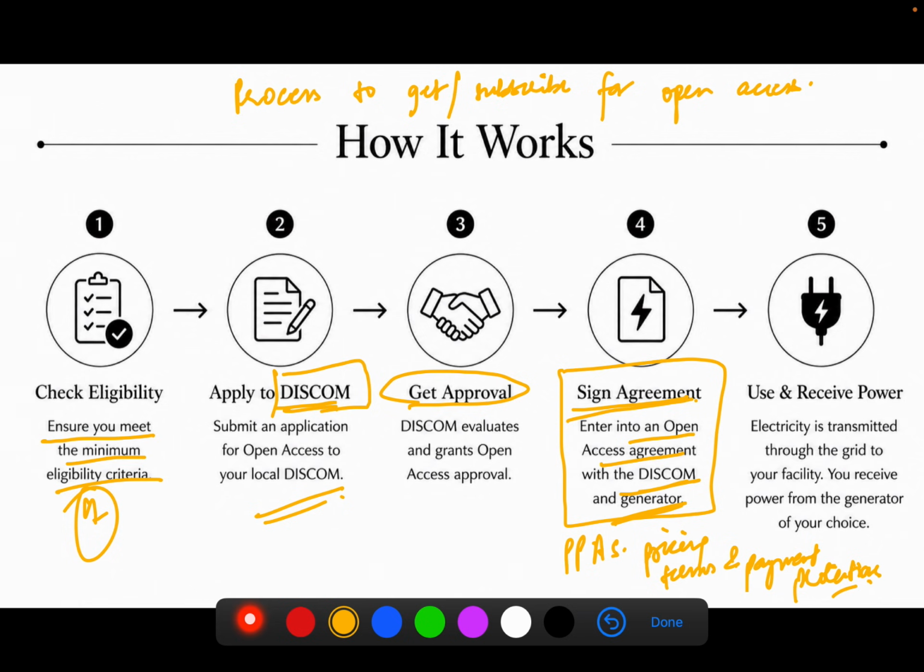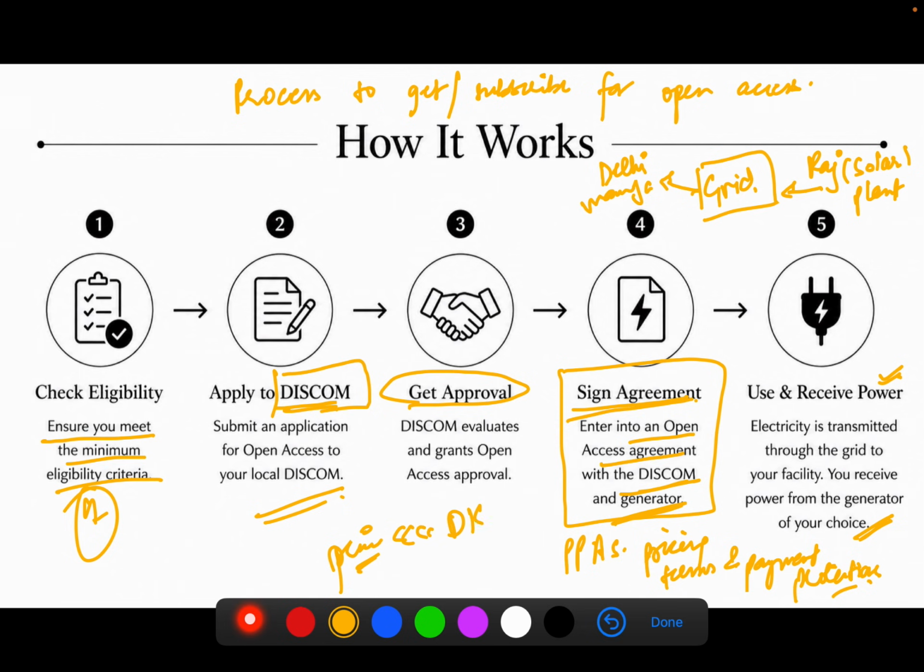Once we sign the agreement, we use and receive the power. Electricity is transmitted through the grid. So if this is Delhi, this is the Rajasthan solar plant, and you are a manufacturer in Delhi, here is the grid in between. The Rajasthan solar plant provides power to this grid, and this grid provides it to the Delhi manufacturing plant. That's how you get the electricity from the generator of your choice and at a price which is cheaper than that of discoms.